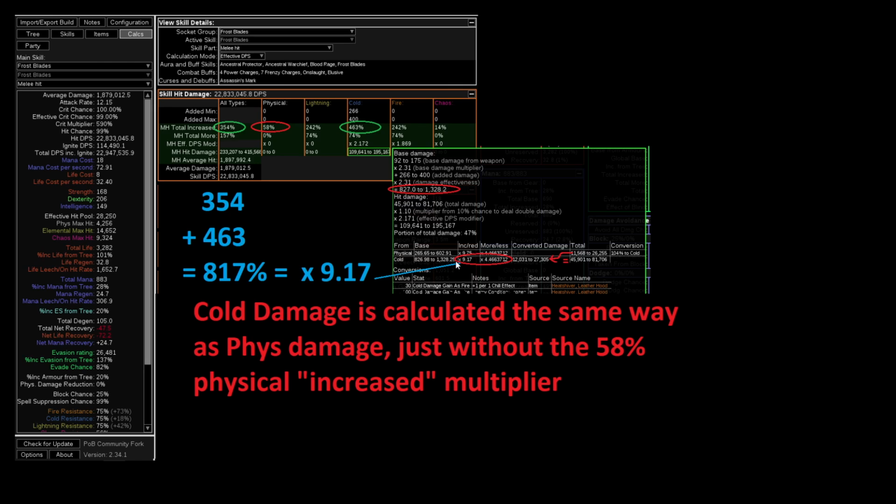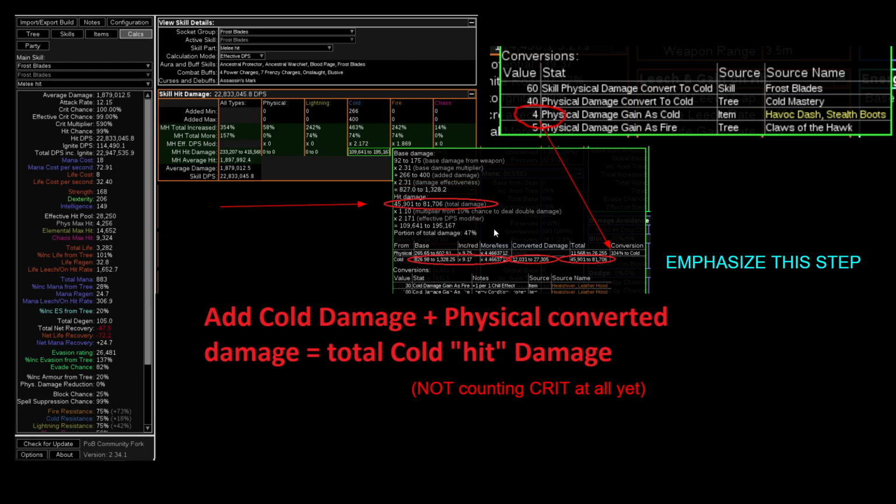So you multiply these numbers together here, then you add the fizz damage that we just calculated, that's converted, and you get this number here, 45,000 to 81,000. Okay, and that's your hit damage so far. This is not counting crit yet. That's why it says hit damage. Okay, this is not factoring in crit yet. Okay. I don't think I really need to emphasize this step. I think I talked about exactly how these numbers are calculated.